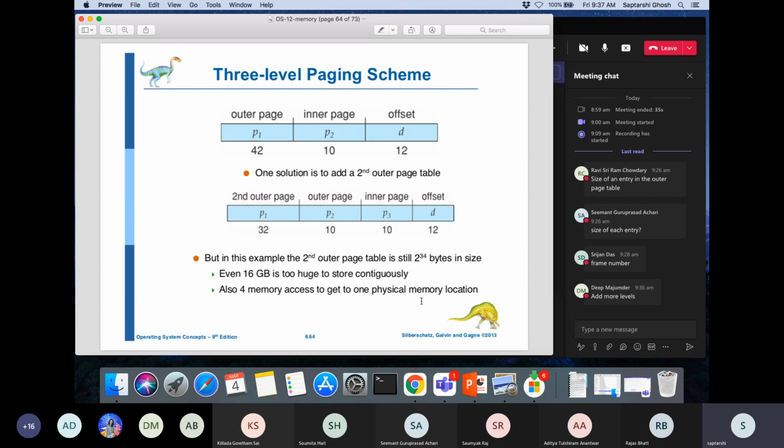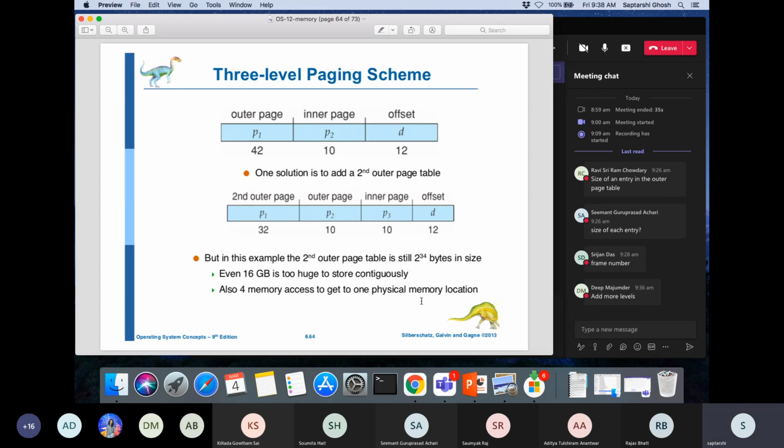Now you have 3 levels of page tables, right? So you first access the first level page table. That gives you the address of a page of the second level page table. You access that. That gives you the address of a page of the third level page table. You access that, and then you get the address of the data. So for each memory access, now we are requiring 4 memory accesses: 3 to the page tables and 1 to the data. Clearly, this is not feasible, right?